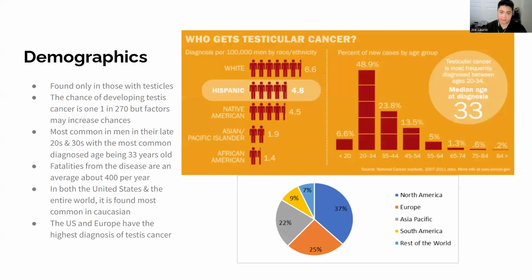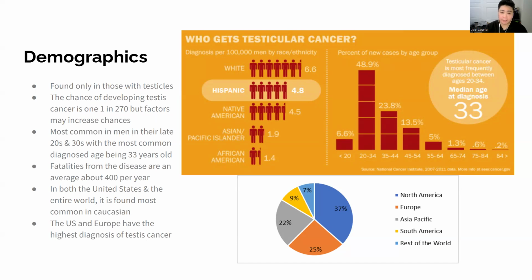Now, the demographics: of course, it's only found in those with testicles, and the chance of developing testicular cancer is 1 in 270. So the chance of development is pretty low, but like I said, other factors may increase the chances of it.